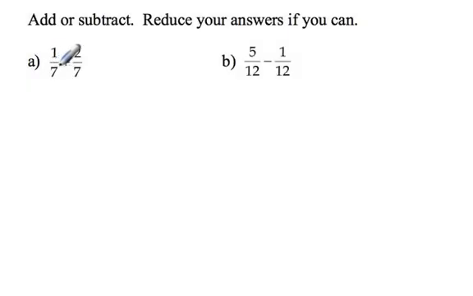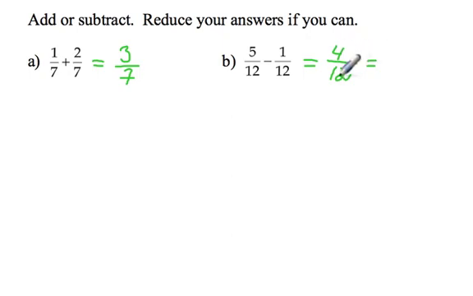Here we have to add the fractions. 1/7 plus 2/7 equals 3/7. Question B, we have 5/12 take away 1/12. That equals 4/12. And it's also asking us to reduce the answer if it's possible.